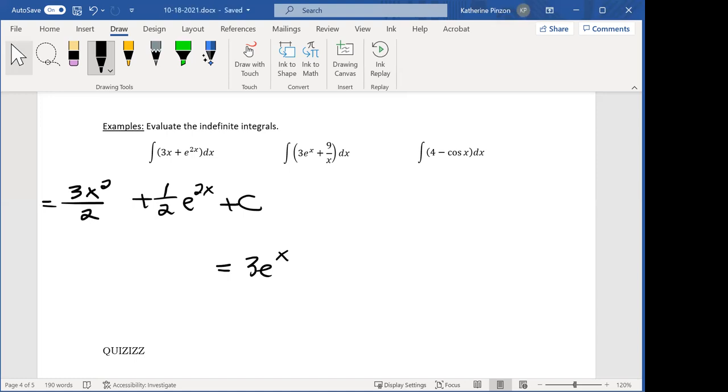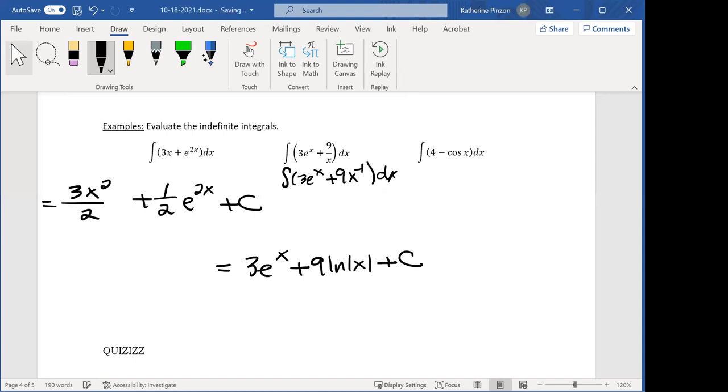Okay, how about 9 over x? You want to rewrite it first? Okay. So this is 3e to the x plus 9x to the negative 1 dx. And remember, x to the negative 1 is that special one at the bottom of our list, right? If we see it as 9 over x, then we know right away it's going to be 9 ln x. Done? Plus c.